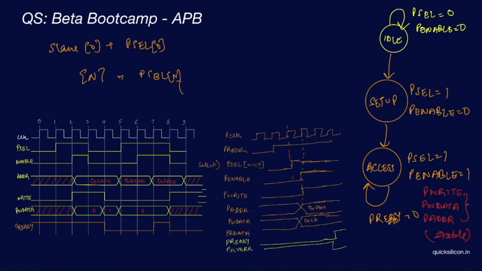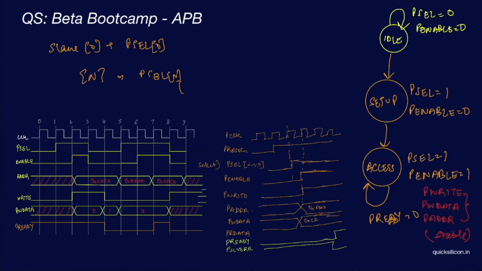And if you change anything while your PENABLE and PSEL were 1 and your PREADY was 0, basically your PWDATA or PADDR, if you change that, then you will run into protocol violations. So this is how a particular transaction starts.